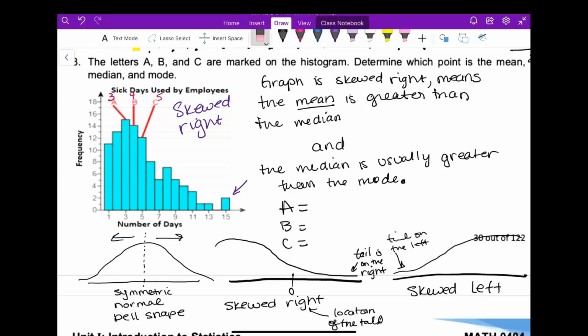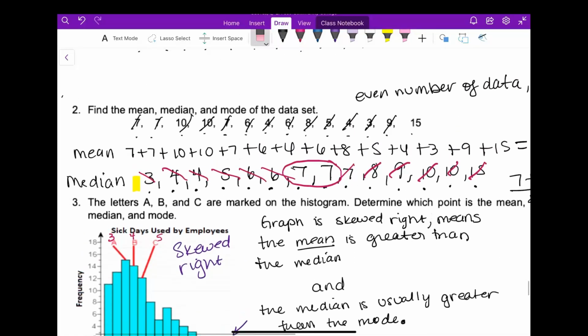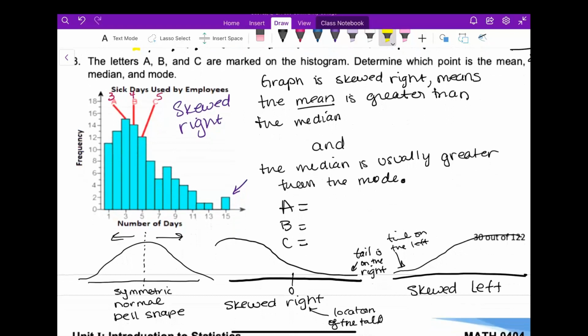I know a lot of students want to come in and say, oh, this is the bigger bar, so when you say mean is greater, that must be the mean. When we're finding mean, we are finding data. Take a look back at the other stuff. We are finding data. So you need to look at what's actually inside the bars.